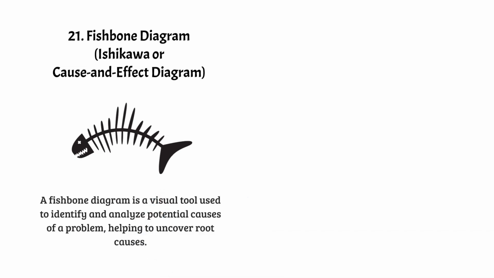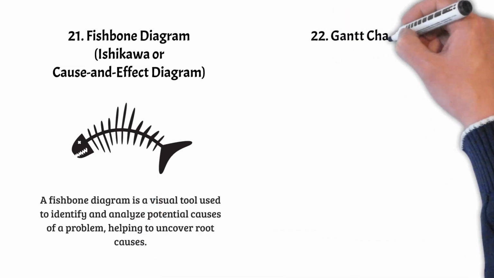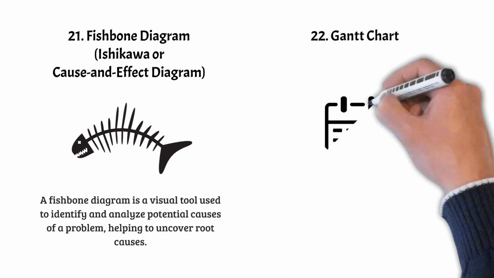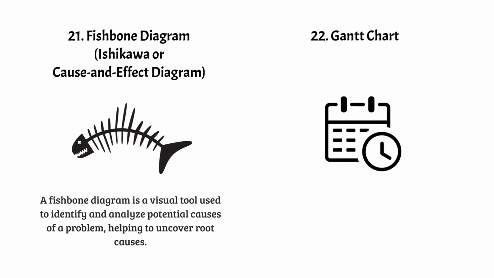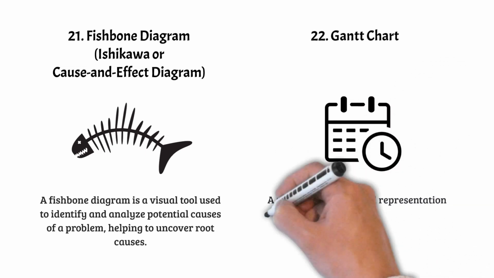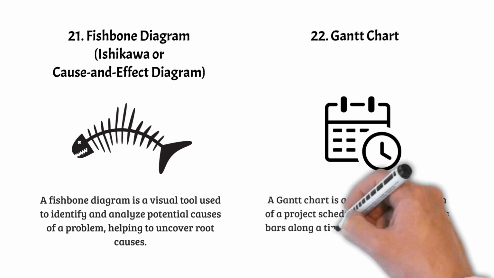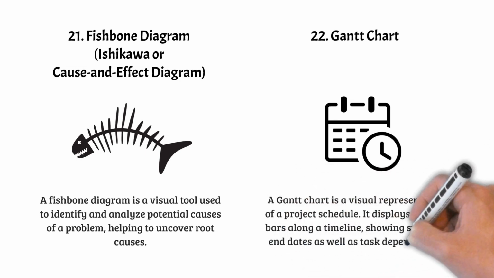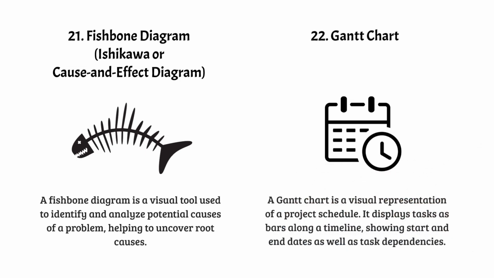root causes. 22. Gantt Chart. A Gantt chart is a visual representation of a project schedule. It displays tasks as bars along a timeline, showing start and end dates as well as task dependencies.